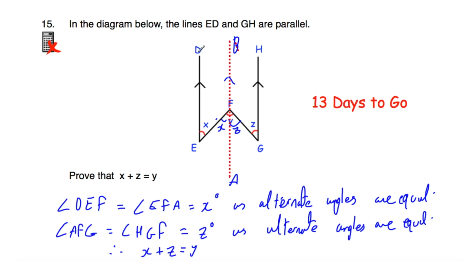So I've just written down that angle DEF equals angle EFA, and they both equal x because alternate angles are equal. And likewise, I've said that angle AFG and angle HGF are both equal to z because, again, alternate angles are equal. So therefore, x plus z is equal to y. And that's it.